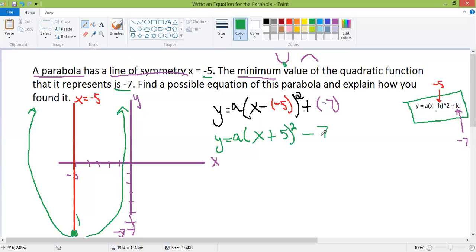Now you're saying, okay, well, what about a? Well, we don't necessarily know what a is because they didn't give us all that information. So you could put whatever number you want for a. You could put 2, you could put 1, you could put 3, right?